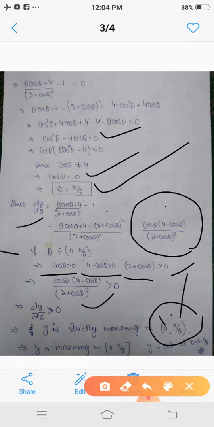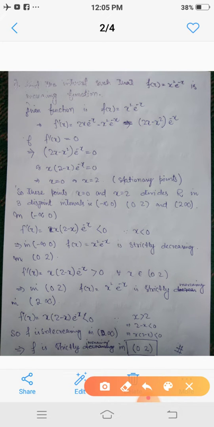So this means that we cannot say this is strictly increasing, but we can simply say that it is an increasing function. Hence, in this way, this function is increasing in the closed interval 0 to pi by 2, but it is strictly increasing in the open interval 0 to pi by 2.